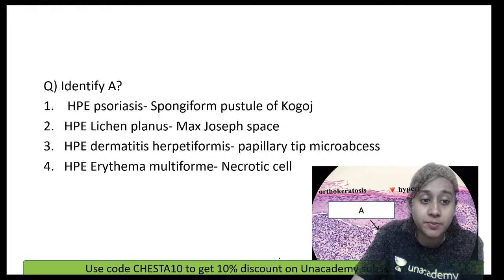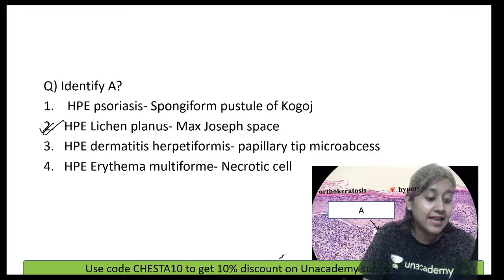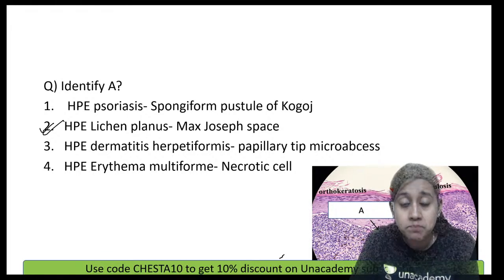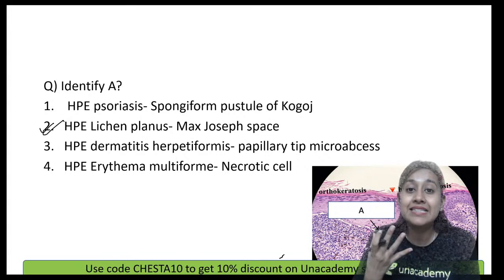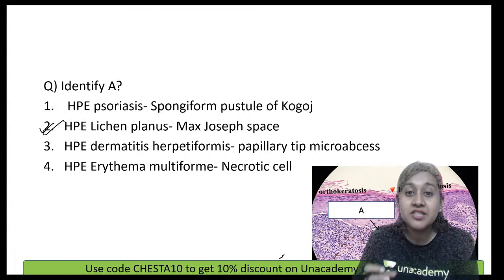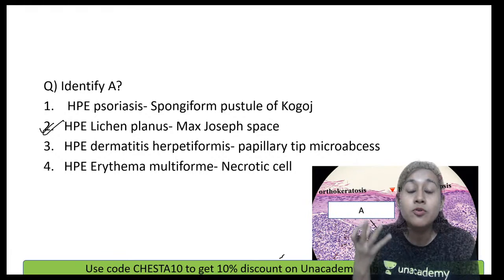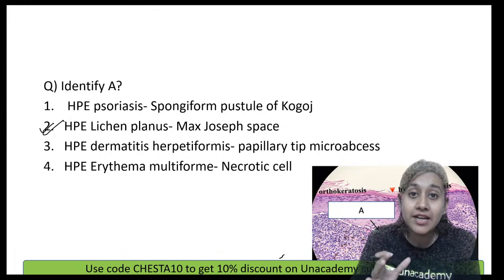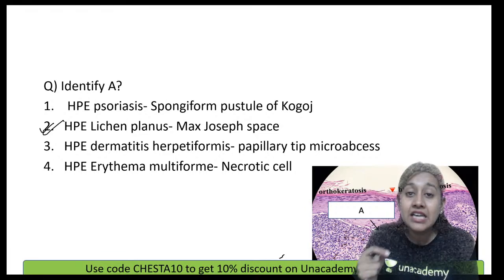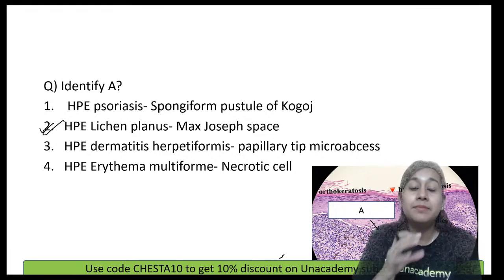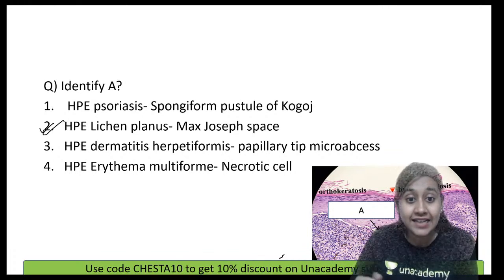This is a classical histopathology of lichen planus and the box here shows the Max-Joseph space. Now what are Max-Joseph spaces? In lichen planus you see basal cell degeneration. Now what happens when there is basal cell degeneration? The basal cells form colloid bodies. These colloid bodies with time get absorbed and when they get absorbed they leave empty spaces. These empty spaces are called Max-Joseph spaces, which are very characteristic of lichen planus.